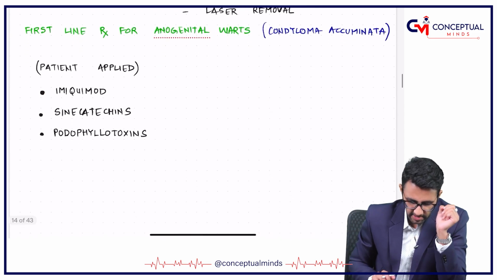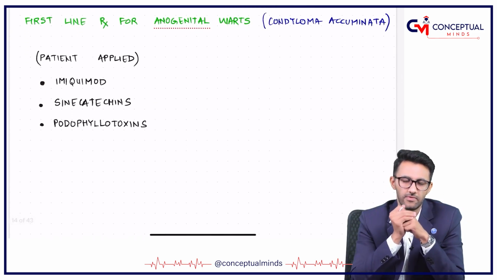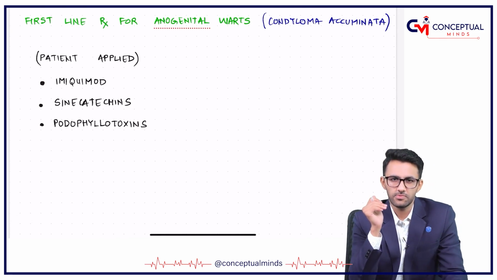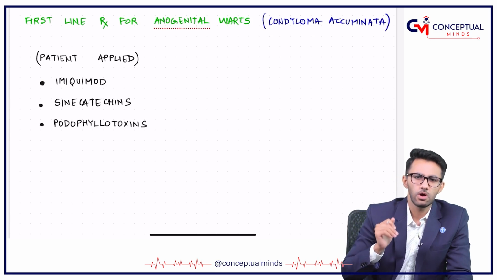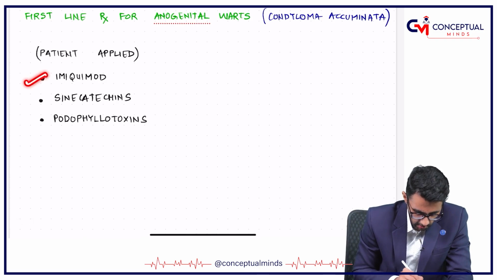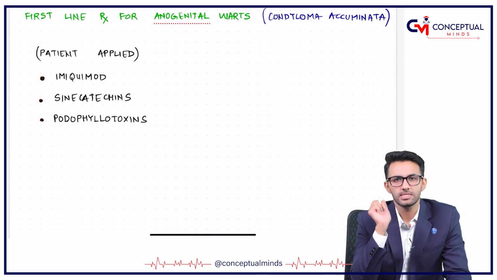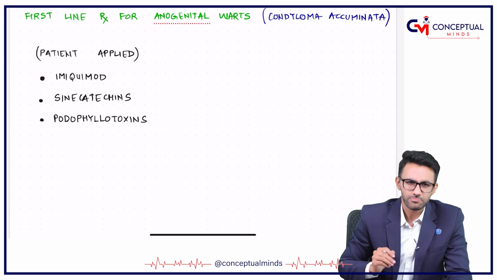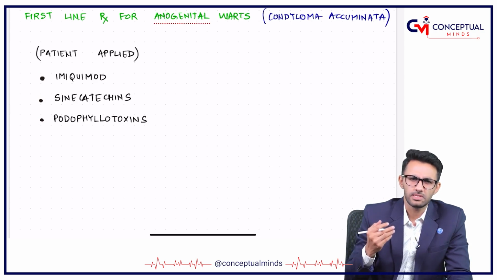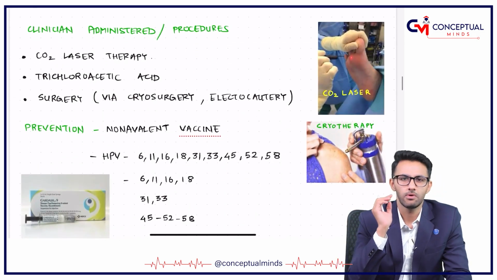So what are the first line of treatments for anogenital warts? The first thing we can do when the patient comes to us: these are the drugs which are applied by the patients. These are imiquimod, sinecatechins and podophyllotoxin. These are the three things we can use in the patients, but these are applied by the patients. And what procedures we can do, we will discuss now.